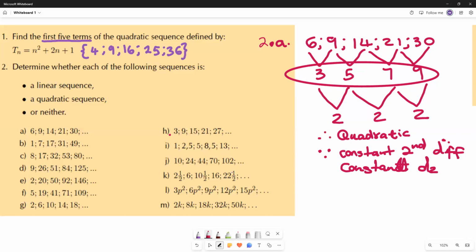And then the other one that I'm going to do will be B. Let's try B. So we need to quickly erase this part.